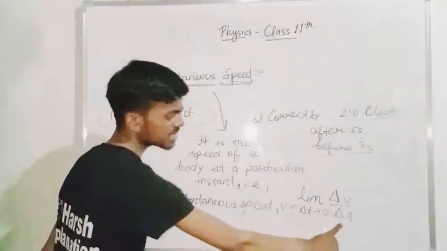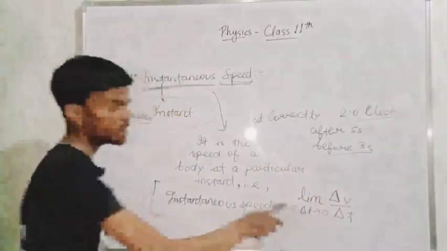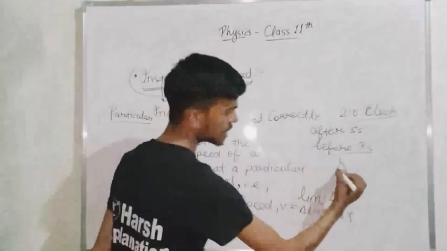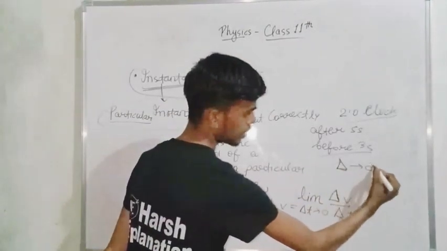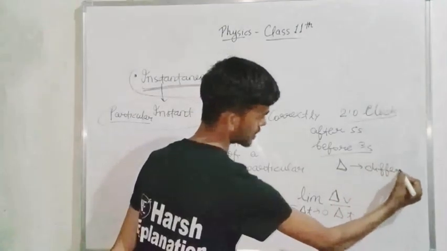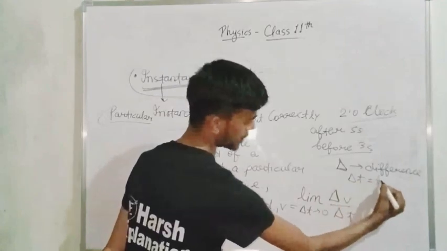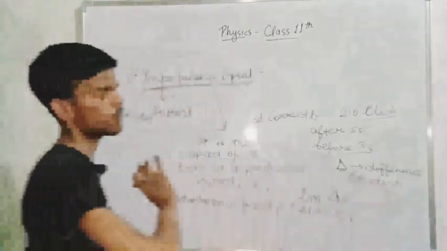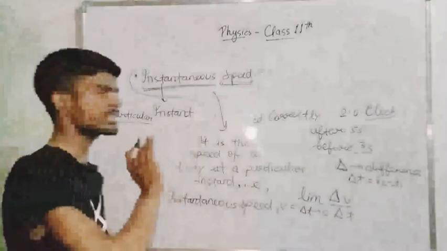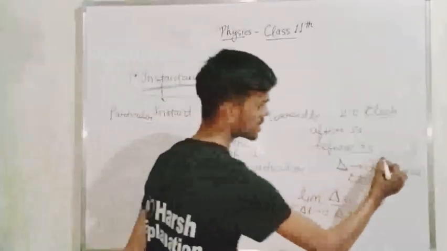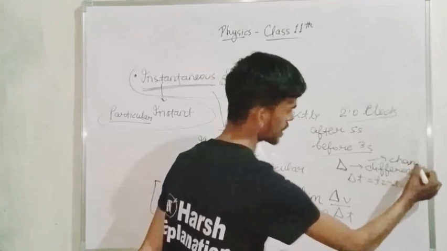That means the change in time is 0. Here delta t means the difference between two times. Delta means difference, and delta t means the difference between two times, t2 minus t1, higher time minus lower time. Any quantity that has the delta sign tells us about the change. Difference means the same thing as change.